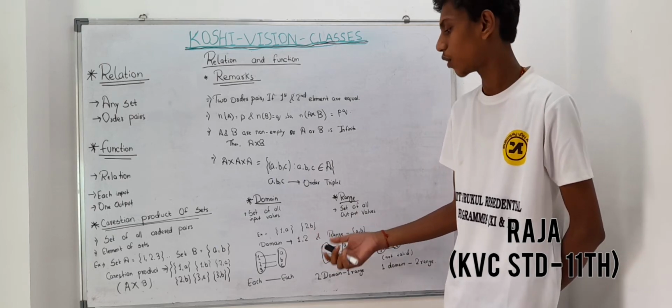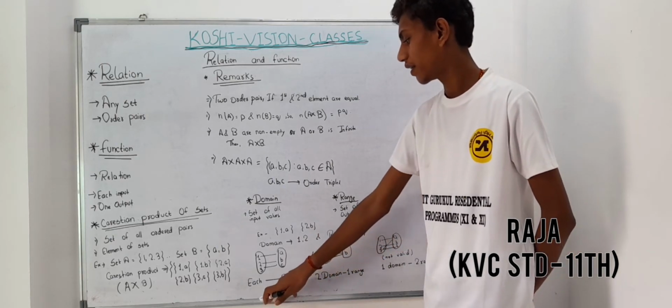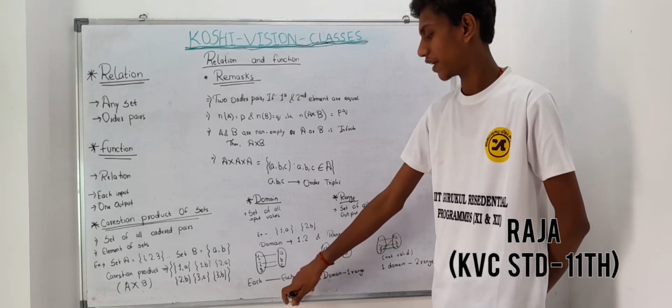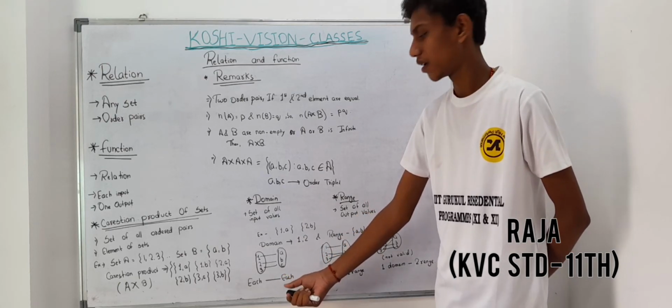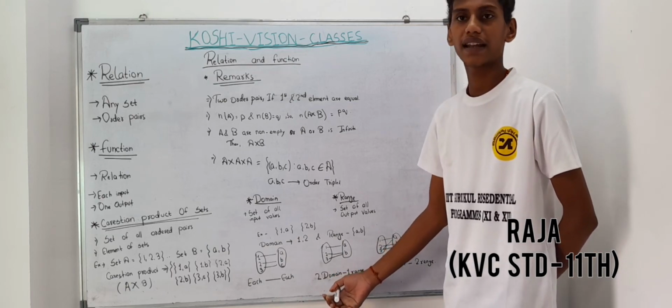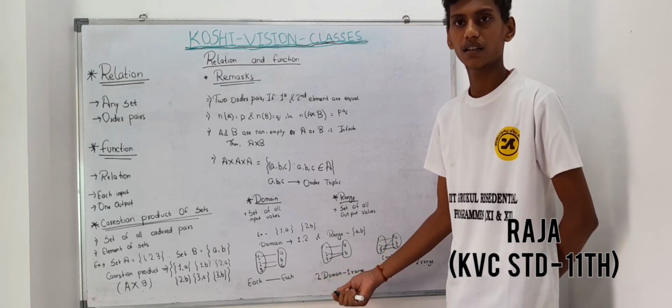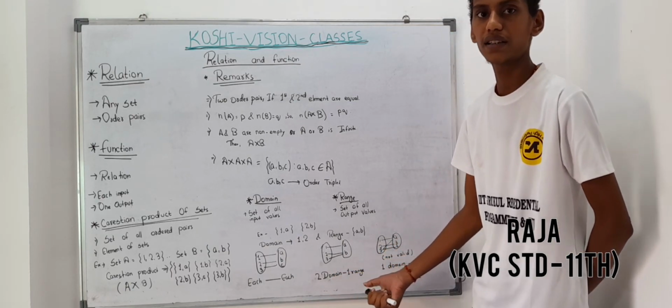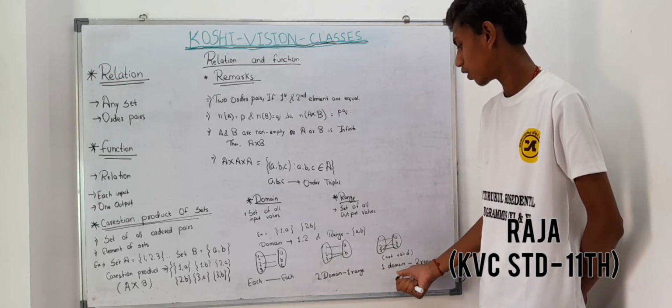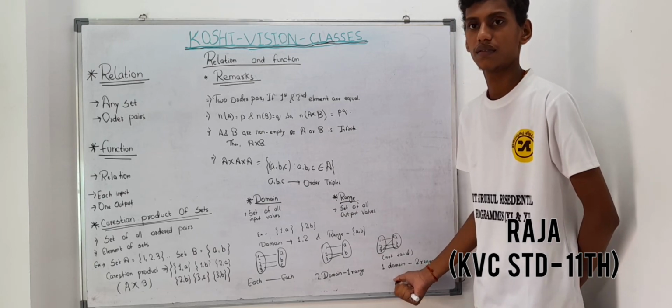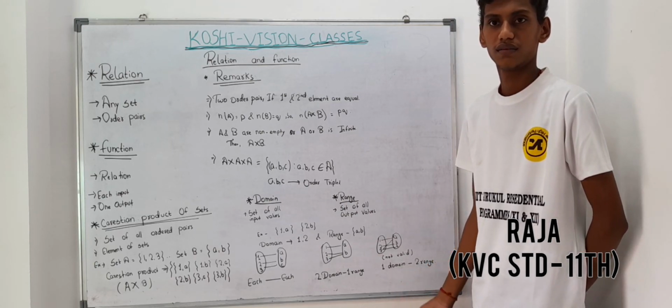Now, conditions of domain and range. Each domain element has a range element. This is the first condition of relations and functions. And second, two domain elements can have one range element. This is a valid condition of relation and function. But one domain element cannot have two range elements. This is not valid for a function. Thank you.